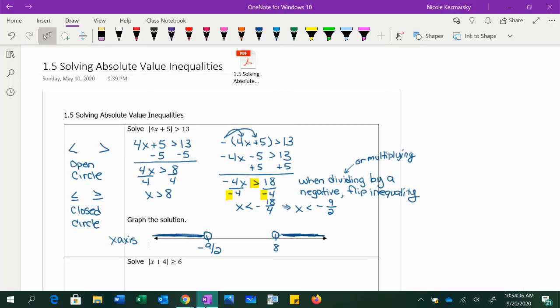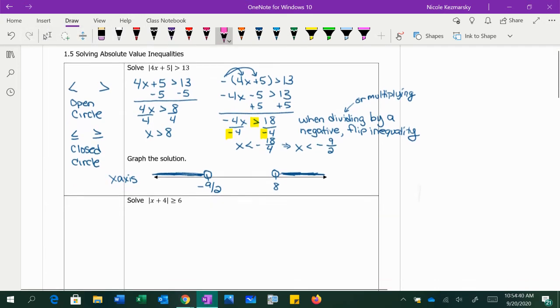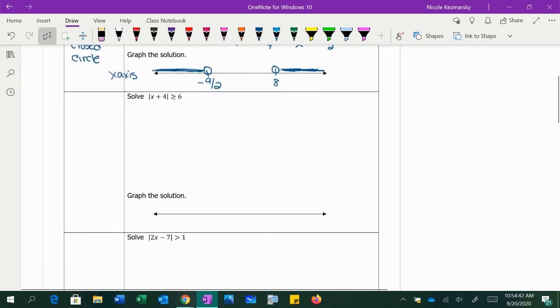All right, let's look at the next example, which has a little bit different shading. So for this next example, I'm going to, again, set up my two inequalities. So I'm going to say x plus 4 greater than or equal to 6 and negative x plus 4 greater than or equal to 6. And for the inequality on the left, I'll subtract 4 and get x greater than or equal to 2.